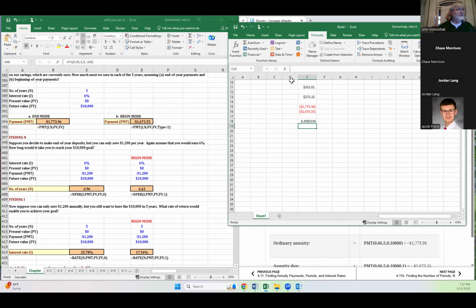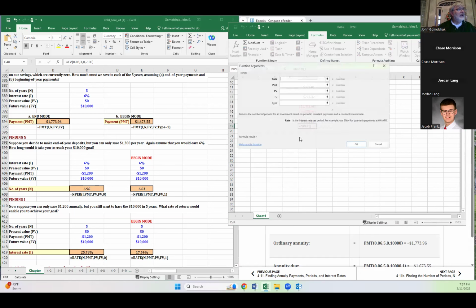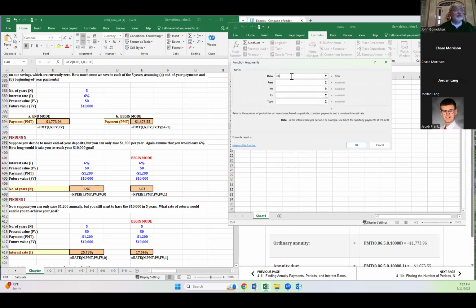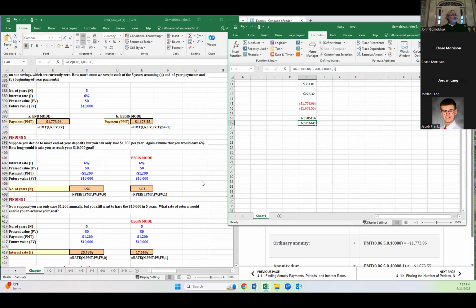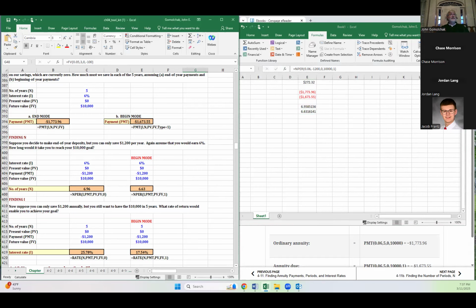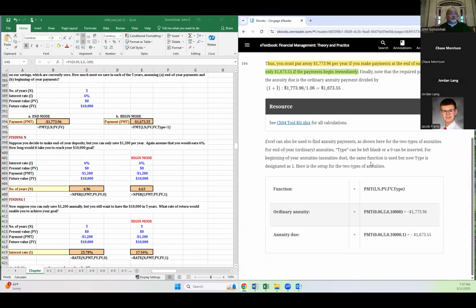Once again, if we were going to do it as an annuity due, everything at the beginning of a period as opposed to at the end of the period. Rate is 6%. Payment is $1,200. Present value is still 0. Future value, we need to get to the $10,000. This would be type 1. 6.63. So we would have to look around and see if we could get that value as far as our interest factor.